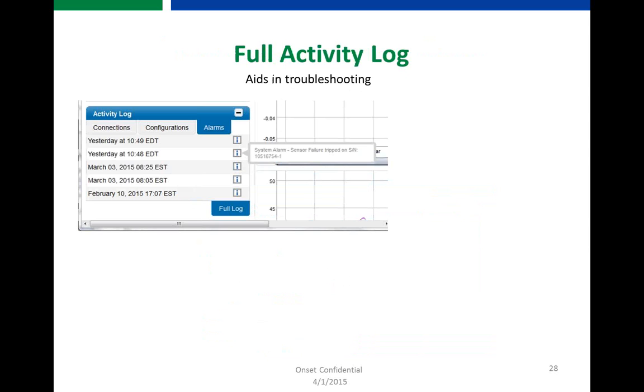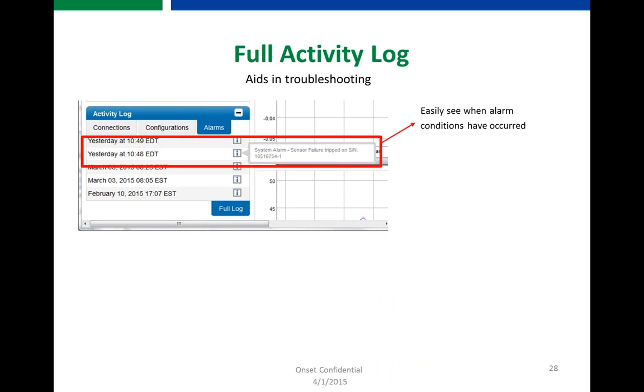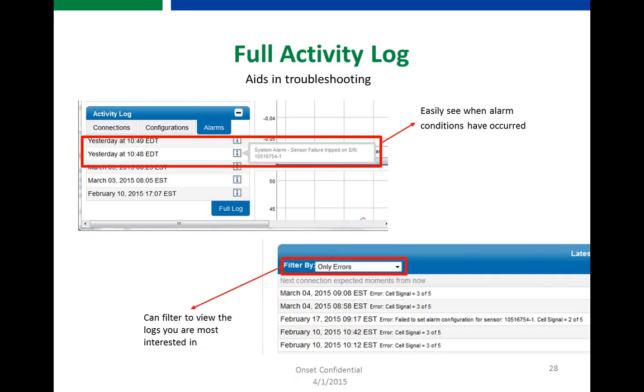We also have some activity logs for connections, configuration changes, and alarms. And this is just an easy way of getting some information that might help in troubleshooting or seeing when alarm conditions occurred. So for example, here you can see when the last alarm condition occurred. And you can also filter that data different ways so that you can look for when the last error condition occurred, and that's again helpful in troubleshooting.